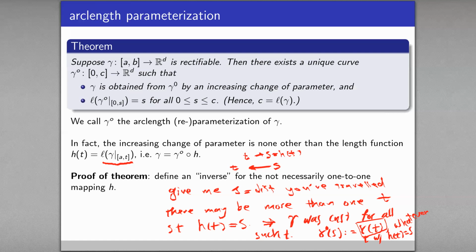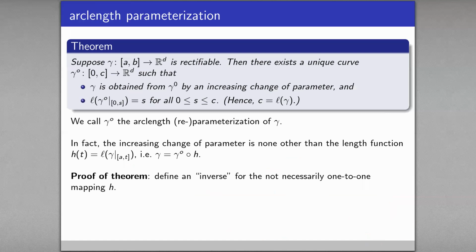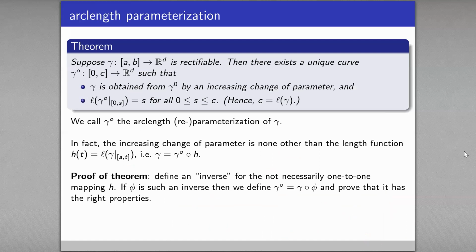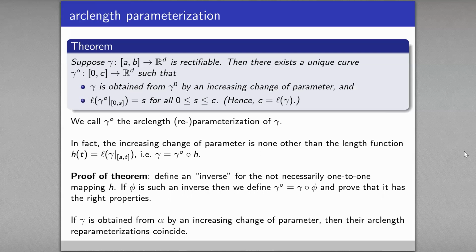So I will also have a pictorial description of this. So you kind of force an inverse. As I said, you just give me s. I found some t such that h of t is s, and it doesn't matter which t I pick. And that I call the function phi. Then gamma 0 you can define this way and then prove that phi 0 has all these properties. That's the proof.